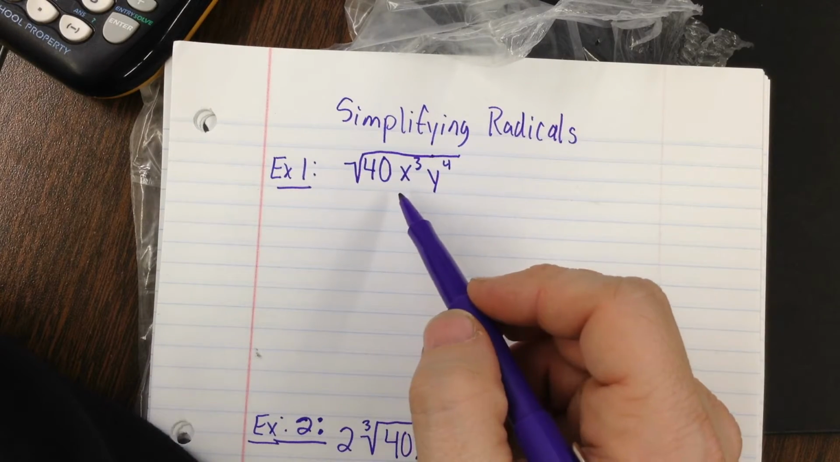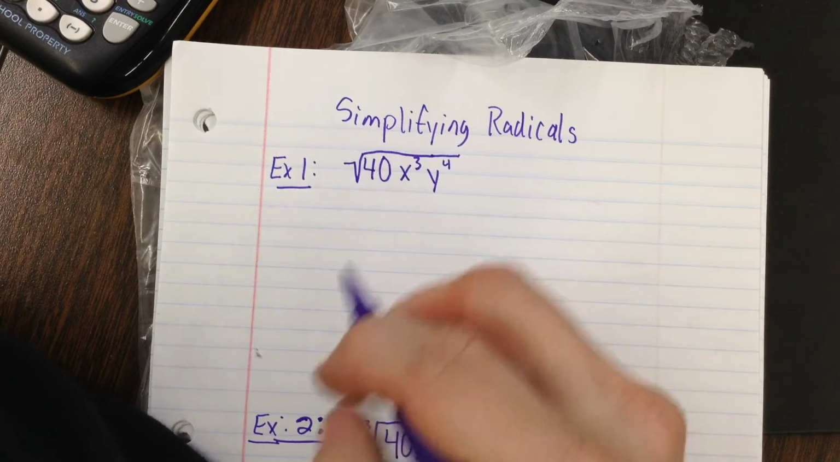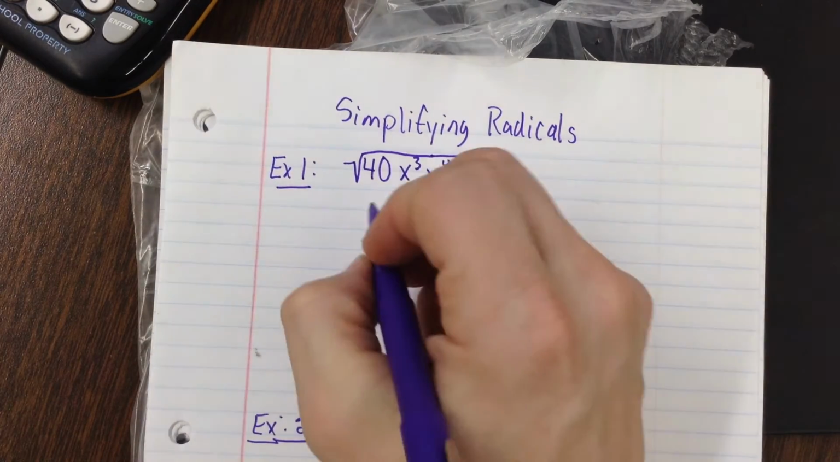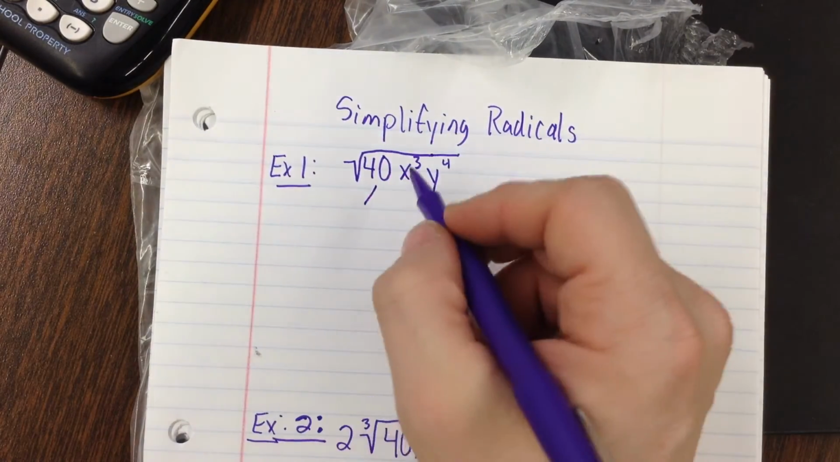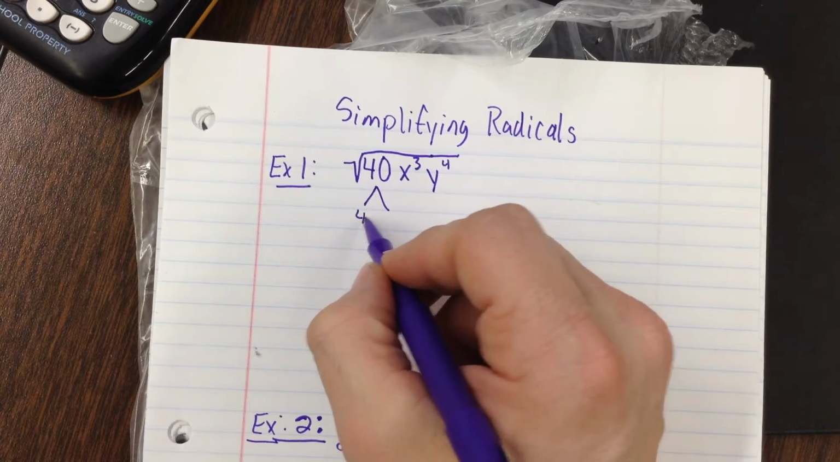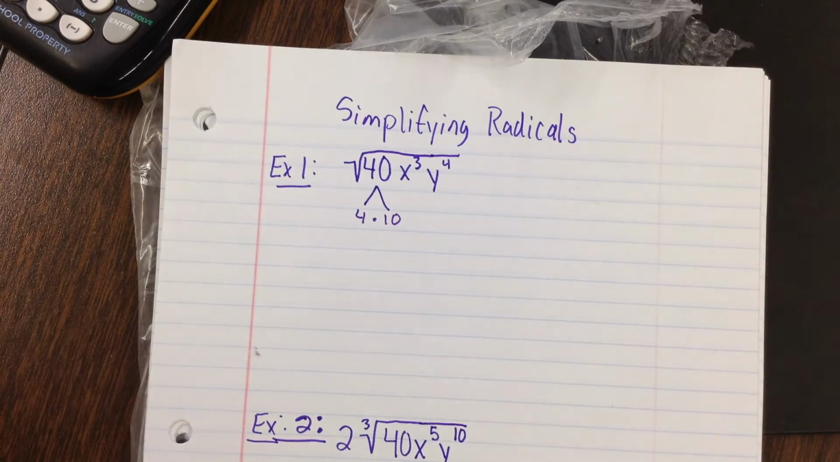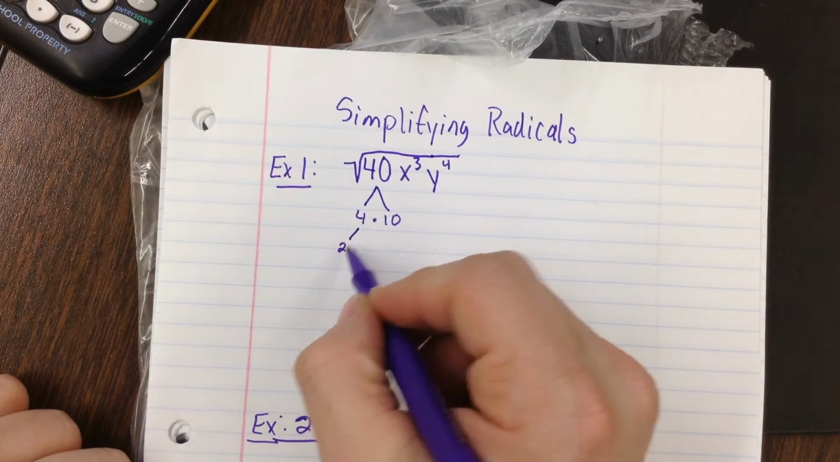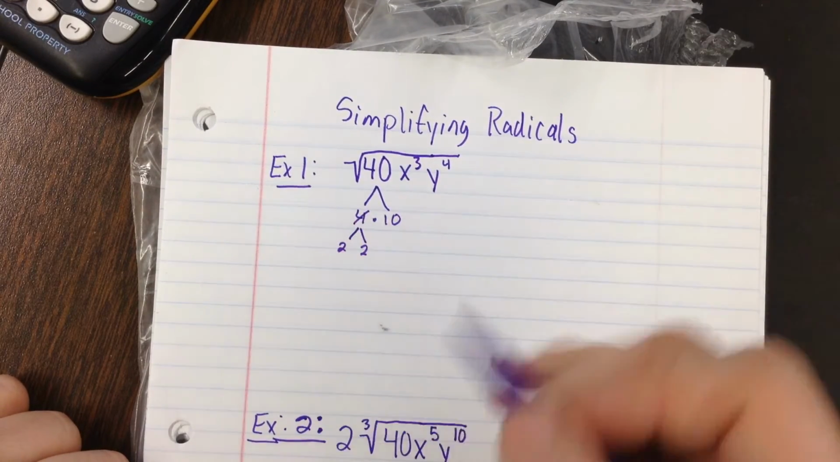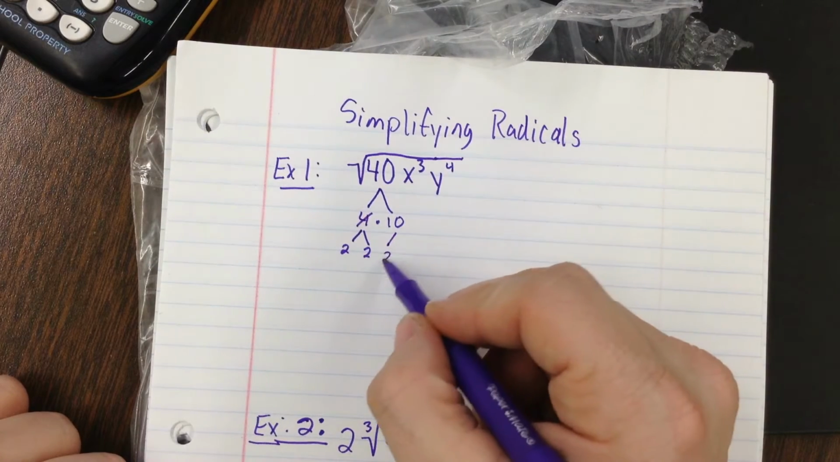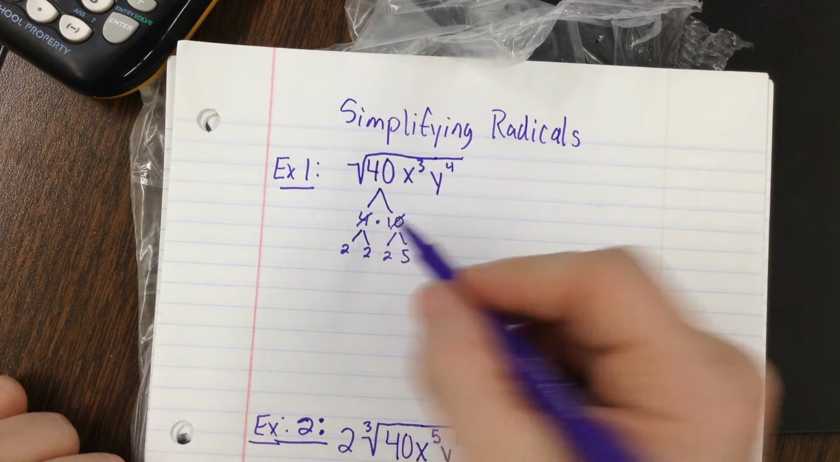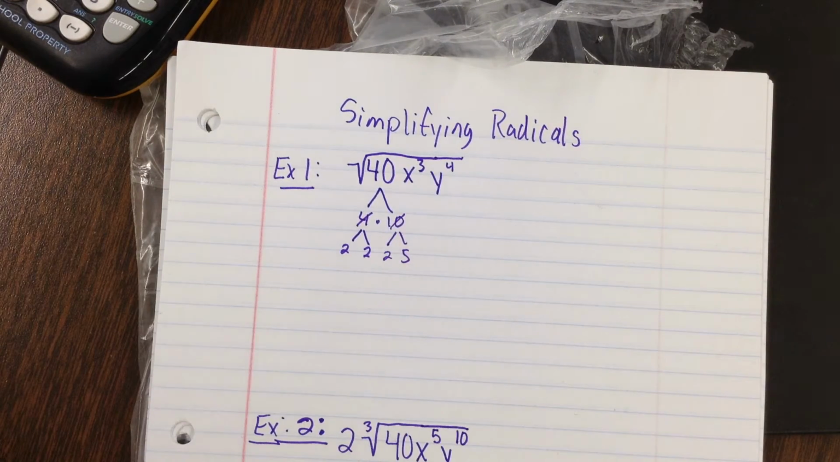One way is to basically create a factor tree. So all you're going to do is break down the 40 into numbers, any numbers you want, like 4 times 10. Your goal here is to go down to prime numbers. So 4 turns into 2 times 2. I like to cross that off. 10 becomes 2 times 5. Okay, and now these are all prime, we can't go any further.